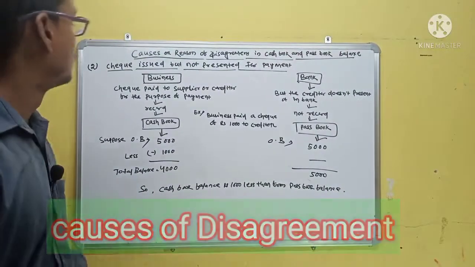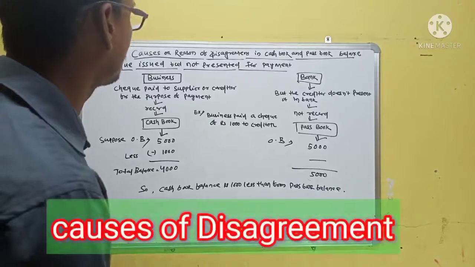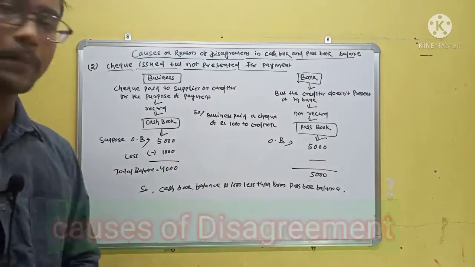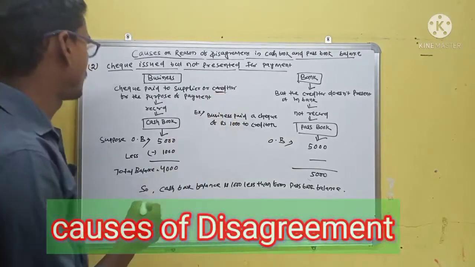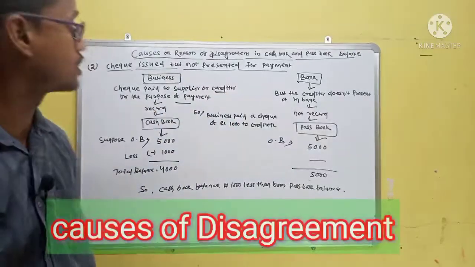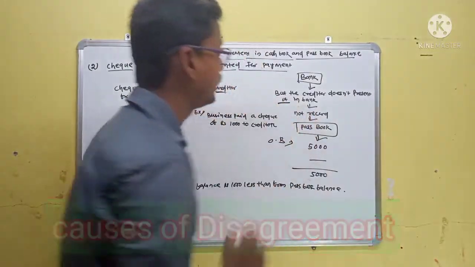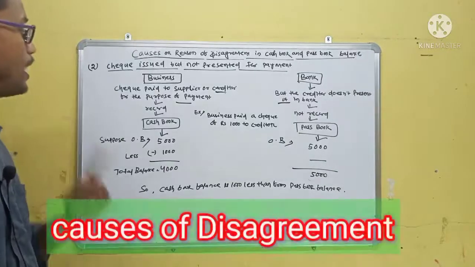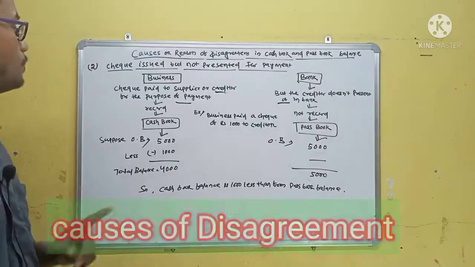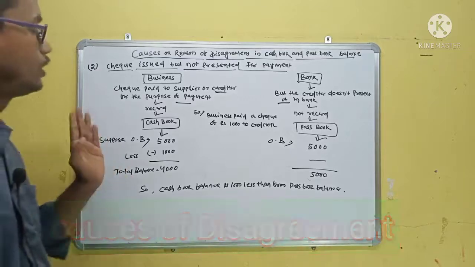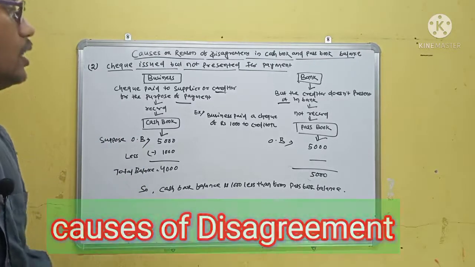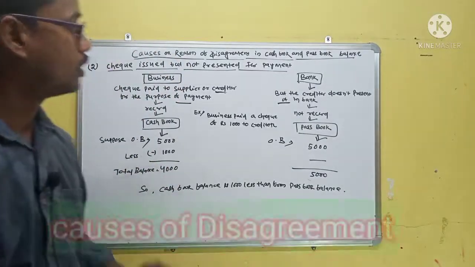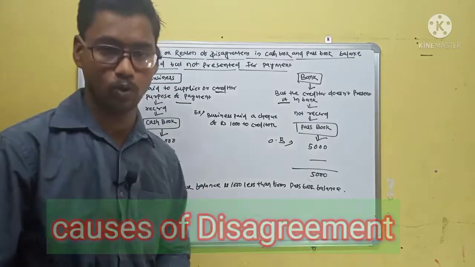The next cause is a check issued but not presented for payment. A business pays a check to a supplier or creditor for the purpose of payment, but the creditor does not present it in the bank. When the business pays the supplier by check, it will record it in the cash book, but the creditor does not present the check in the bank, so it will not be recorded in the passbook.